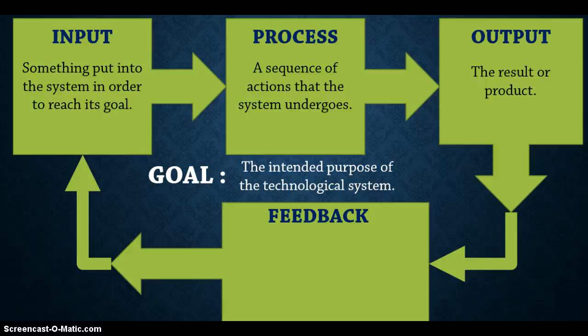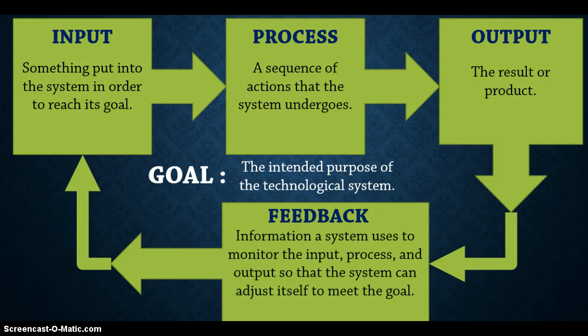And typically that's what happens with technologies. Very rarely do you get it right the first time. So we have to look at feedback. Feedback is information that the system uses to monitor the input, process, and output so that the system can adjust itself to meet the goal. And yes, that's a long definition, so take your time writing that down.